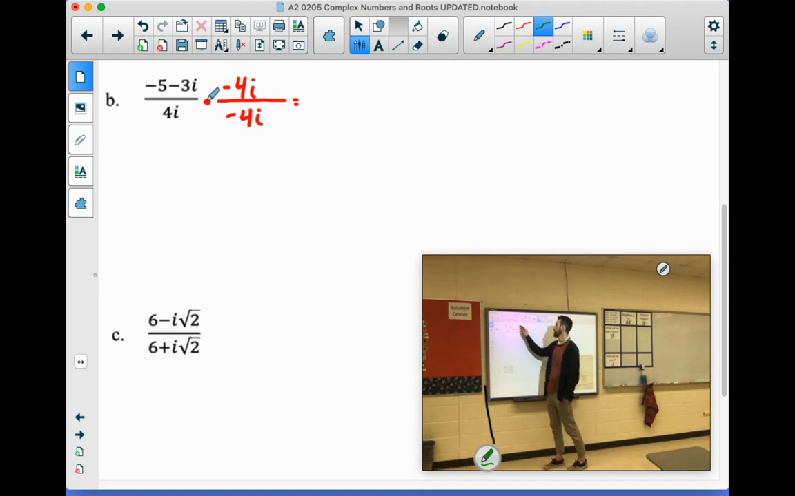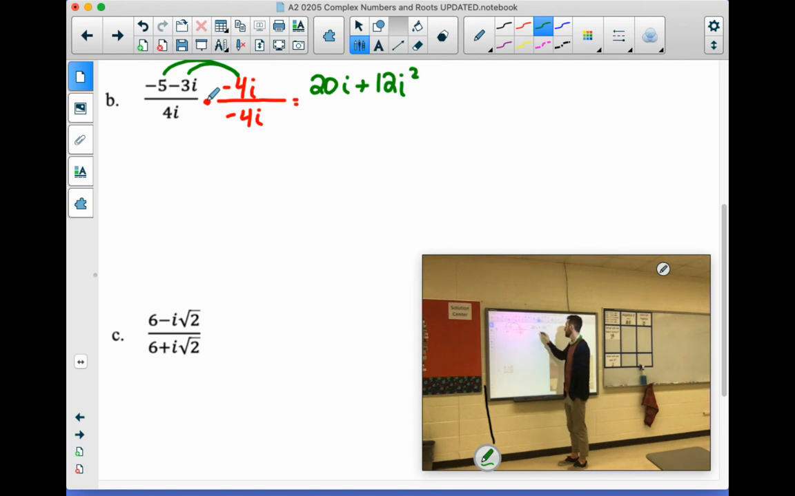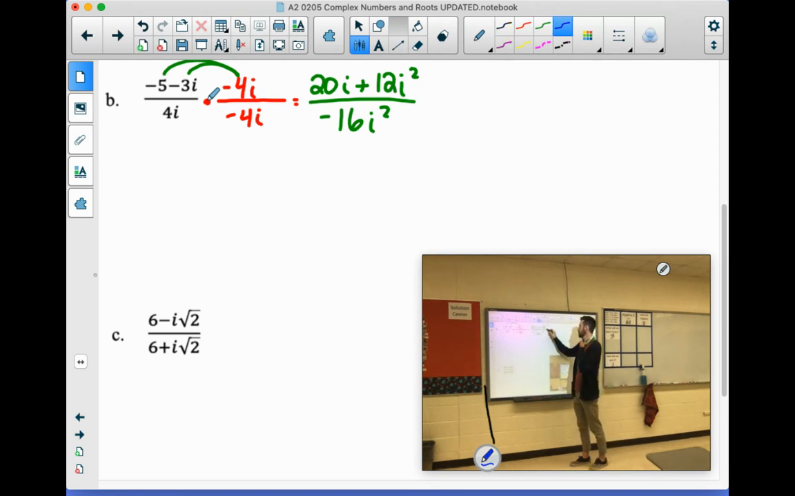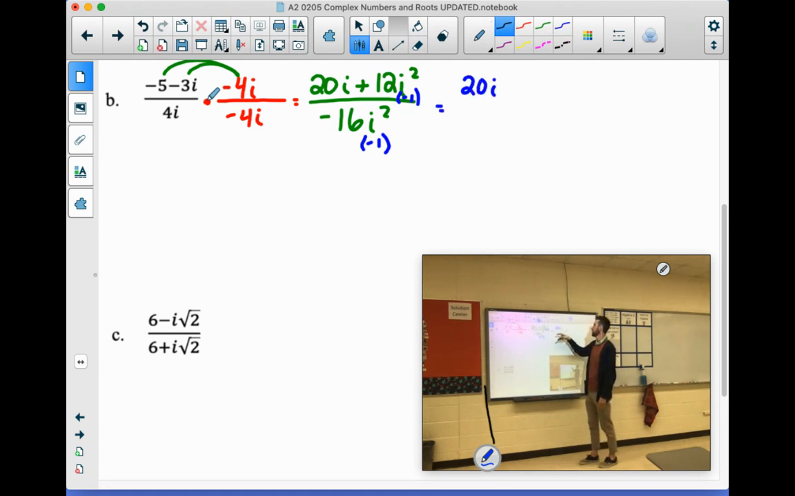So if we multiply -4i times -5, it'd be 20i. And -4i times -3i would be positive 12i squared. Denominator, -4i times 4i would be -16i squared. So let's sub in our i squareds as -1. So we'd have 20i. 12 times -1 would be -12. -16 times -1 is positive 16.